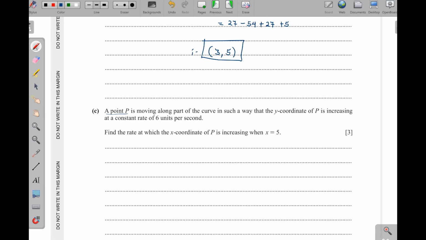Then part C, a point P is moving along part of the curve in such a way that the y coordinate of P is increasing at a constant rate of 6 units per second. Find the rate at which the x coordinate of P is increasing when x is equal to 5. This one stems from connected rates of change in differentiation.